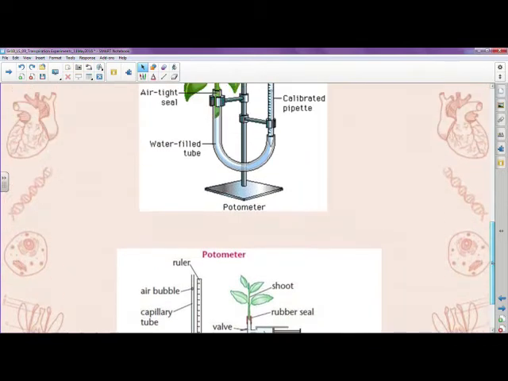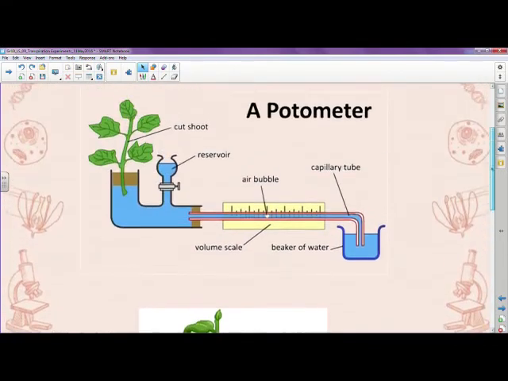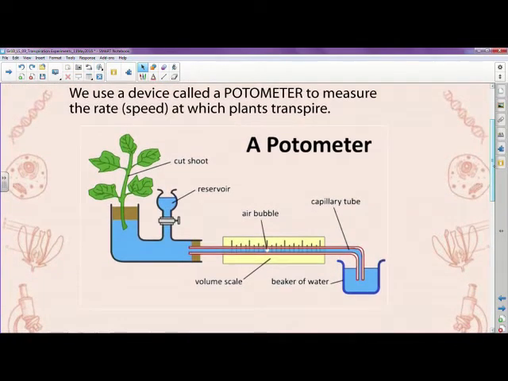Oops, sorry, I'm going a bit too far. This is called a potometer, and I want you to know the name of it. This device is used in how we measure the rate at which a plant transpires. Okay, follow me on the board, and I'm going to show you how you set it up.